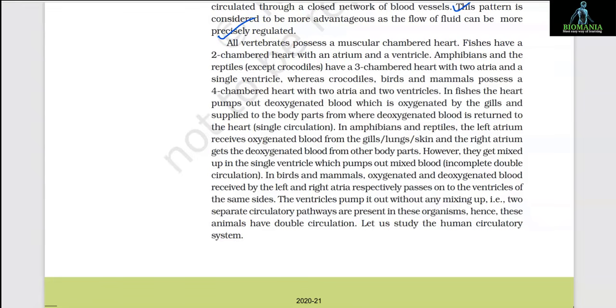In birds and mammals, oxygenated and deoxygenated blood received by the left and right atria respectively passes on to the ventricles of the same side. The ventricles pump it out without any mixing up. That is, two separate circulatory pathways are present in these organisms. Hence, these animals have double circulation. Let us study the human circulatory system.